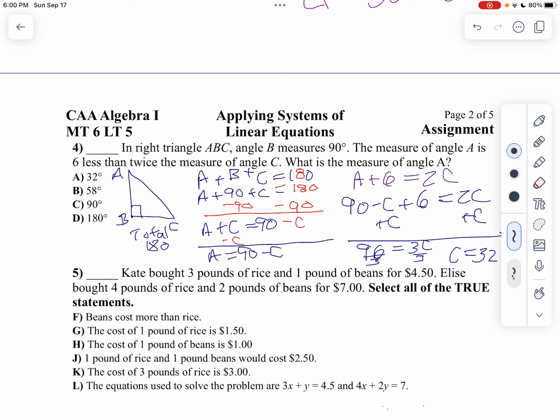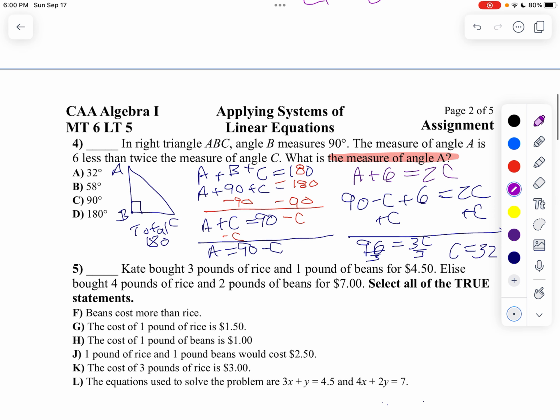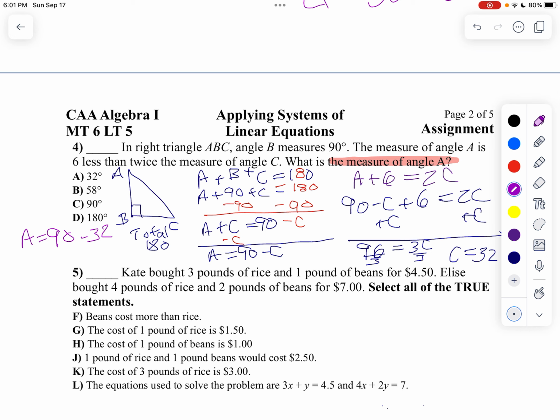The reason it's not the correct choice is I want to know what angle A is. So to find A, I'm going to take 90 minus 32. So A equals 90 minus 32. 10 minus 2 is 8. 8 minus 3 is 5. So 58 degrees is the correct solution for this one. And so B is our correct answer, B is 58 degrees.